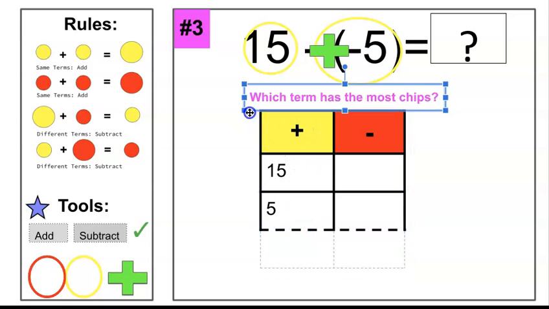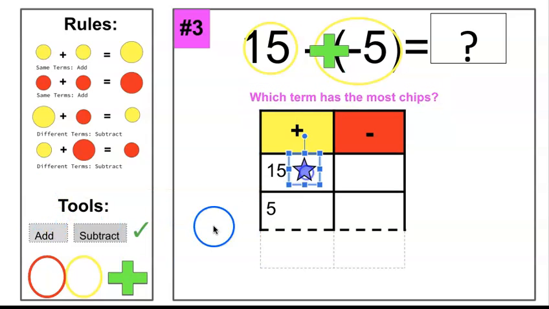So we always want to answer this question, which term has the most chips? So if we were to drag them or draw them, we know that positive 15, we will have more chips. Okay, so now that we answered that question, we're going to go to our rules to see where do we have two yellow integers. So we come over here, and here we have two yellow integers. We're going to add them together, and our answer is going to be positive.